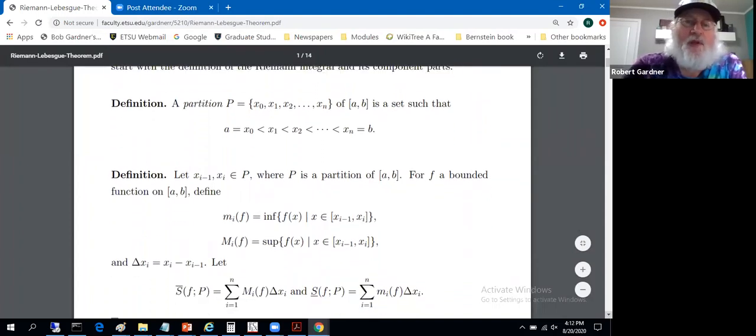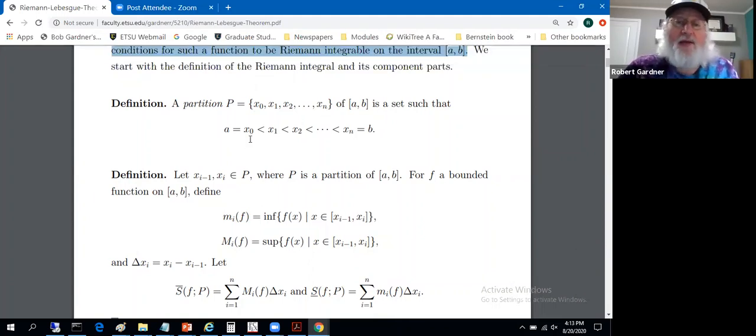So we'll start with a partition P of the interval [a, b], which is a finite set x sub 0, x1 through x sub n, where a equals x sub 0, b equals x sub n, and we have these other x values distributed in the obvious order. And we'll ultimately define Riemann sums based on partitions. So let x sub i minus 1 and x sub i be elements of a partition. They're the endpoints of these little subintervals that we'll introduce.